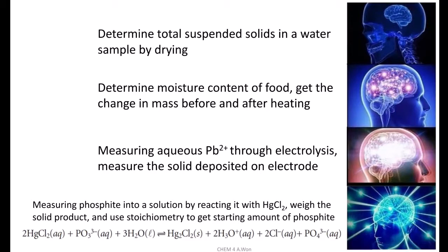Another example is measuring phosphite in a sample. Phosphite is known to participate in this reaction as shown. And in the end, what you are going to measure is the mass of the solid product, Hg2Cl2. Then using stoichiometry from there, you can calculate the amount of the phosphite that you started with.